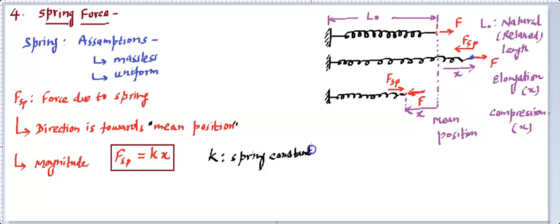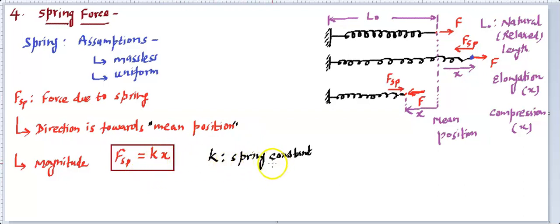This will be given to you, and using this spring constant, x will be given to you. You can get the magnitude. That means spring force has its own formula for magnitude, unlike the case of the tension, unlike the case of the normal reaction. This is similar to the case of the gravitational force. So it has its own magnitude.